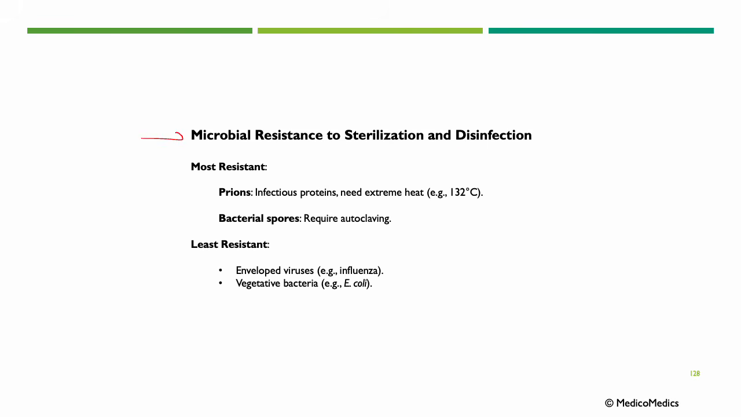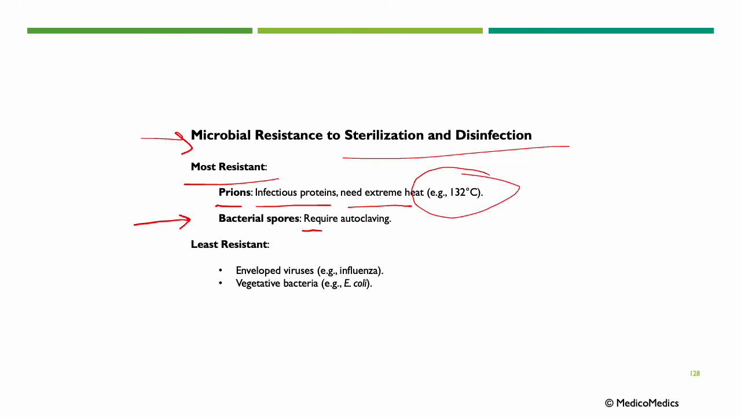Microbial resistance to sterilization and disinfection. So more resistant microbes include, for example, prions. These are infectious proteins, and they need extreme heat to get rid of, like 132 degrees Celsius. Bacterial spores require autoclaving. And if you remember, autoclaving was the combination of high temperature and high pressure. The least resistant: enveloped viruses like influenza, and vegetative bacteria like E. coli.